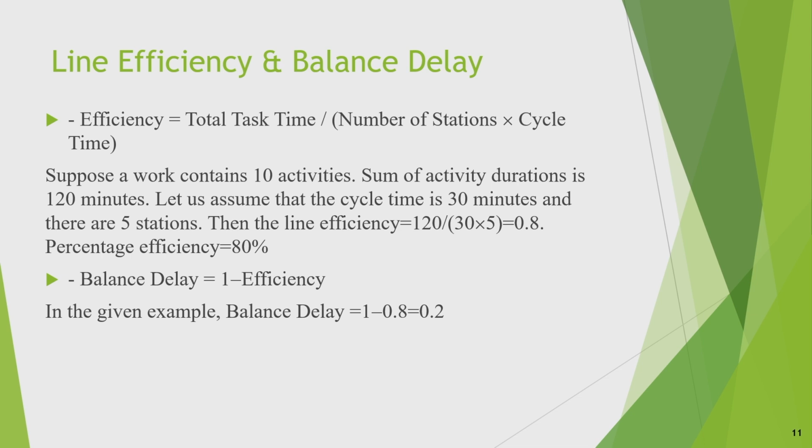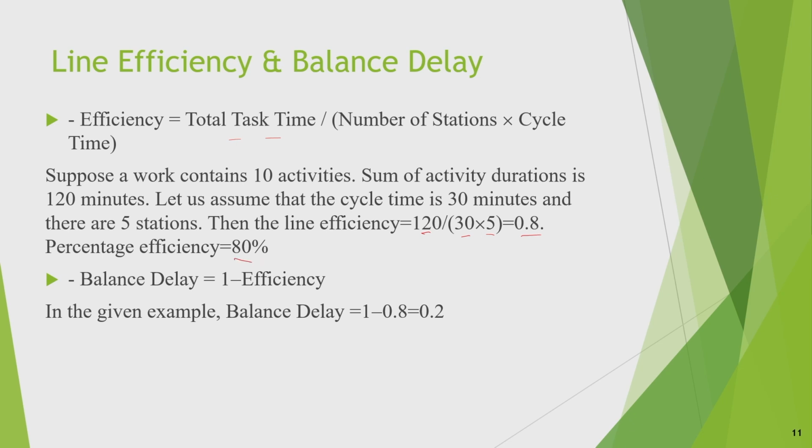Line efficiency and balance delay. Efficiency is equal to the total task time, the sum of the task times, divided by the number of stations times the cycle time. Suppose a job contains 10 activities. The sum of activity durations is 120 minutes. Let us assume that the cycle time is 30 minutes and there are 5 stations. Then the line efficiency will be 120 divided by 30 times 5. That becomes 0.8, so percentage efficiency comes out to be 80%.